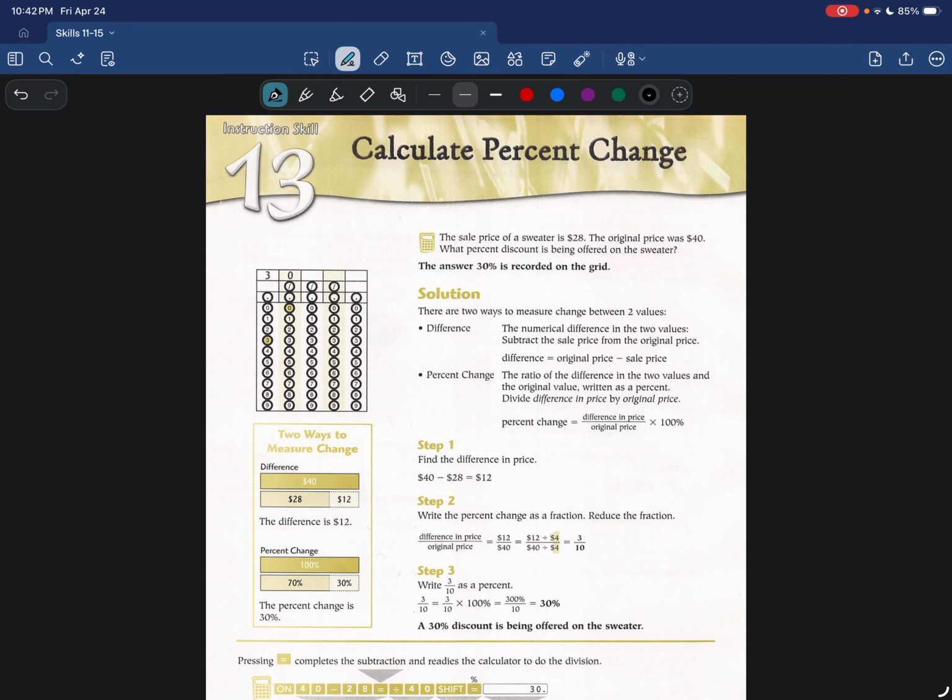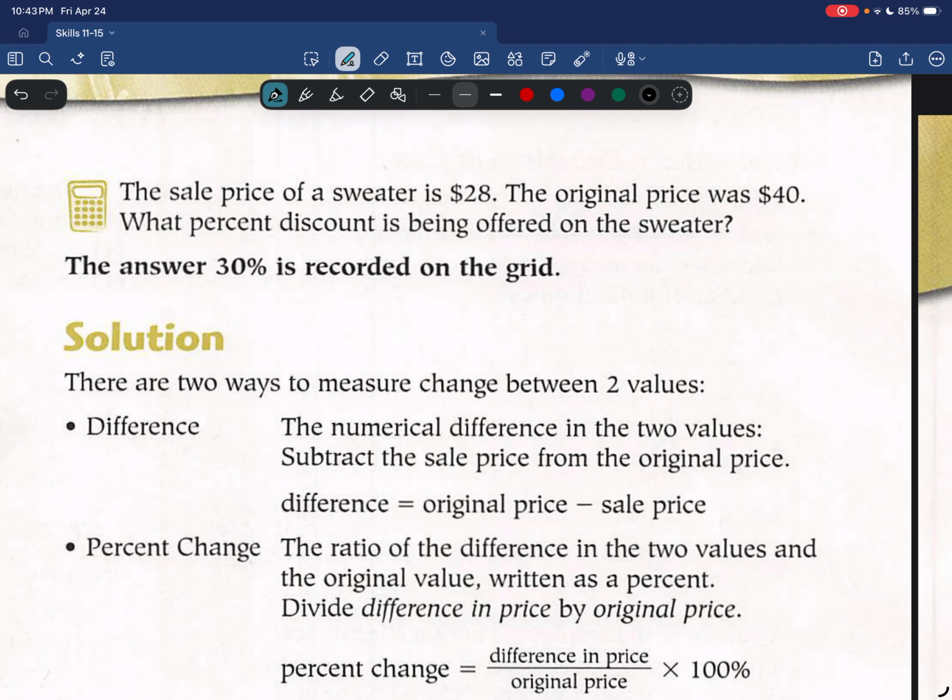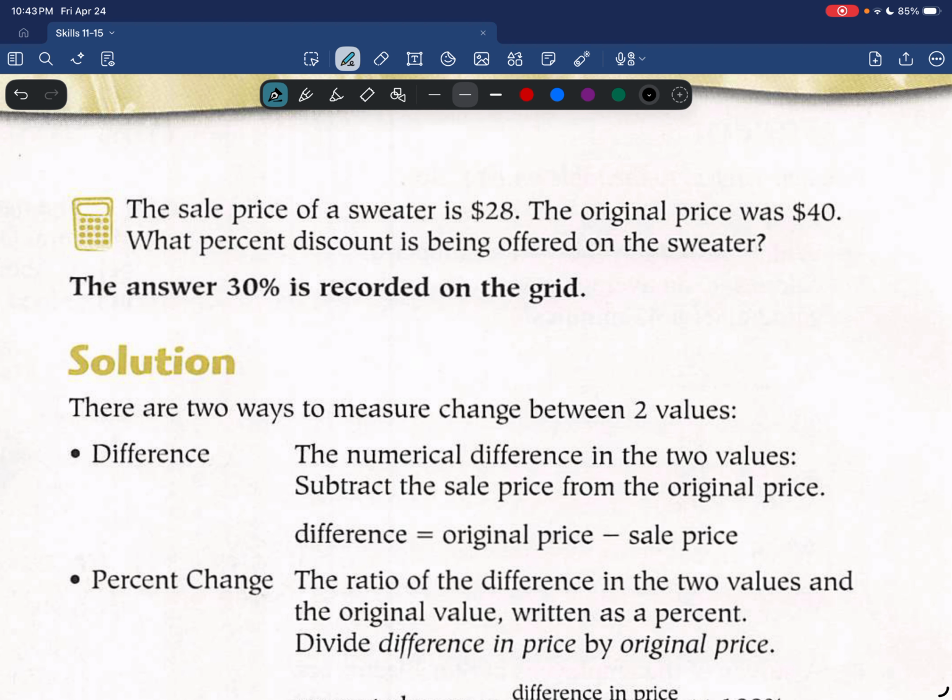Instruction skill 13 is talking about calculating a percent change. If you want to go into the nursing program, this is one of the things you will need to know how to do. And I'm going to look at the question first, I think. This is a calculator question.